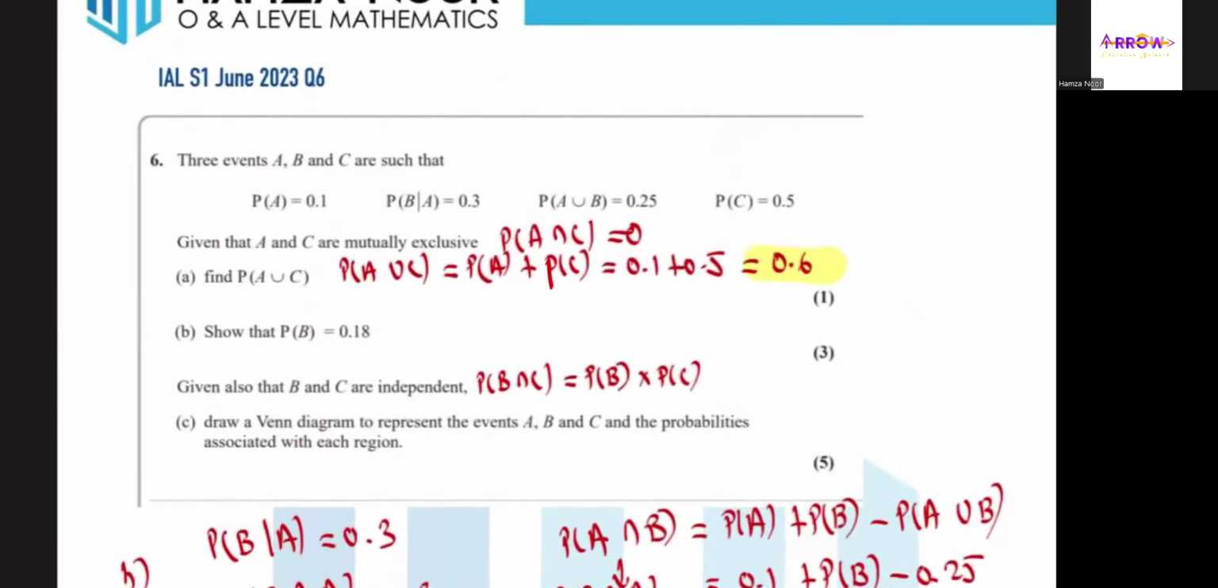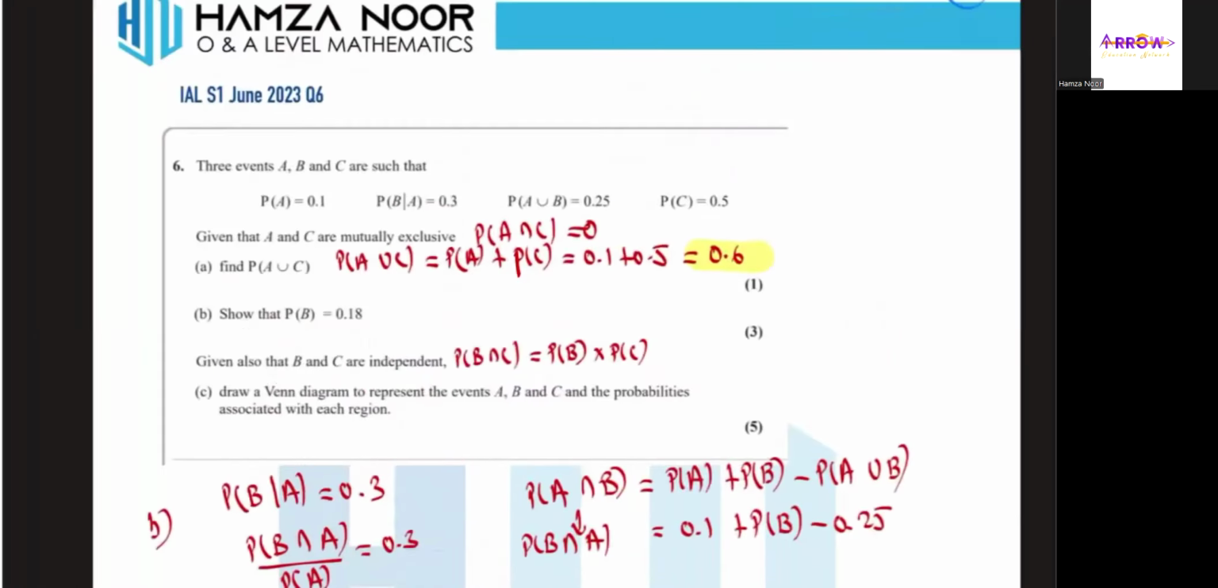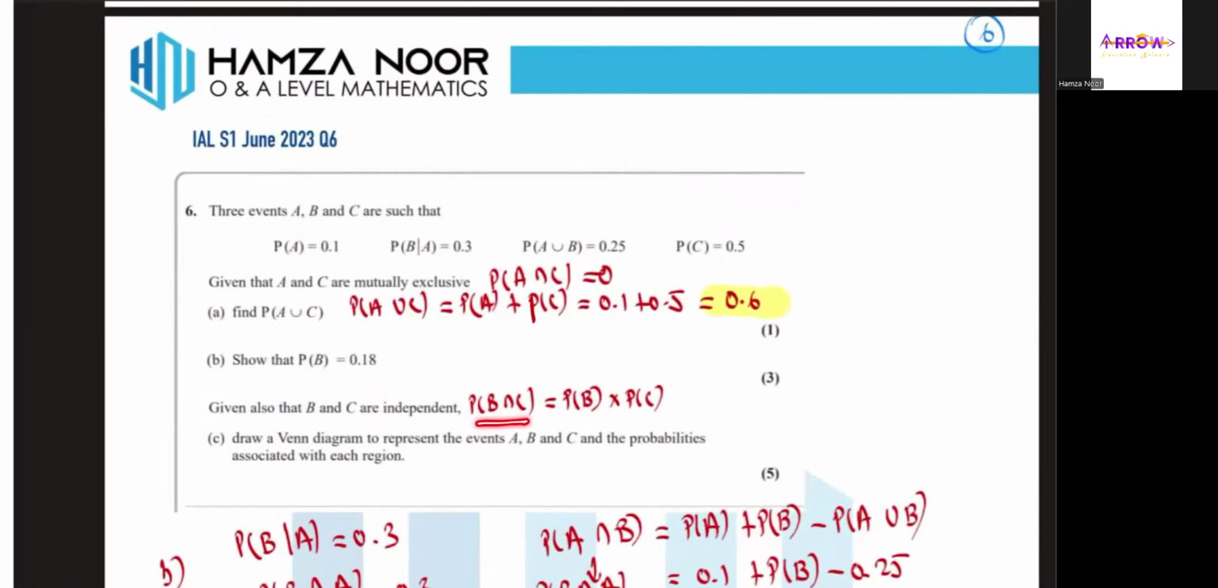After this, it says that, given also that B and C are independent. When events are independent, the probability of B intersection C is equal to the probability of B multiplied by the probability of C. Then it asks to draw a Venn diagram to represent the events A, B, and C and the probabilities associated with each region. As B and C are independent, we can easily calculate the value of B intersection C by multiplying B and C.